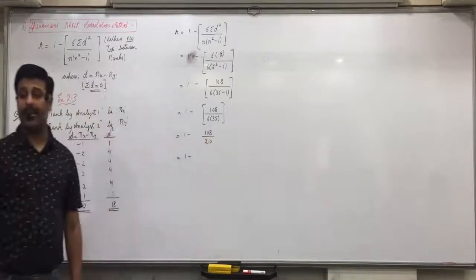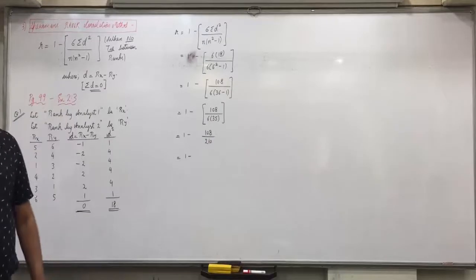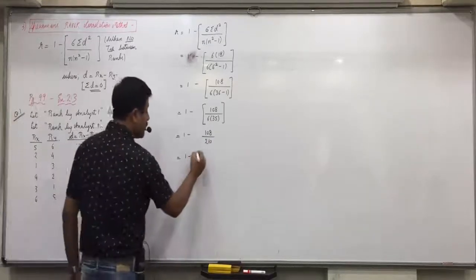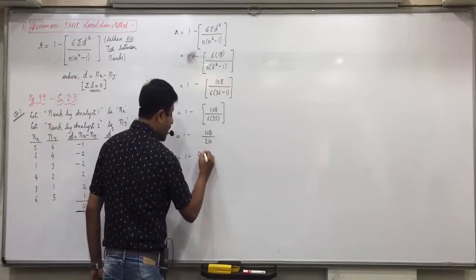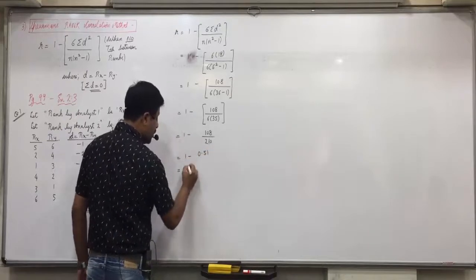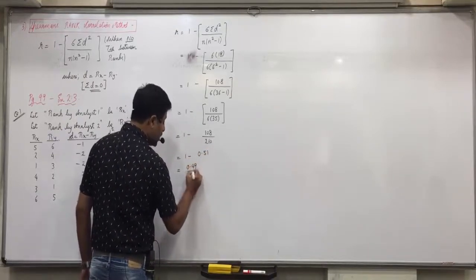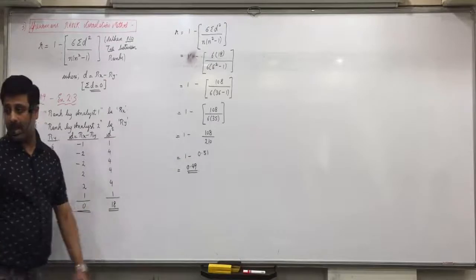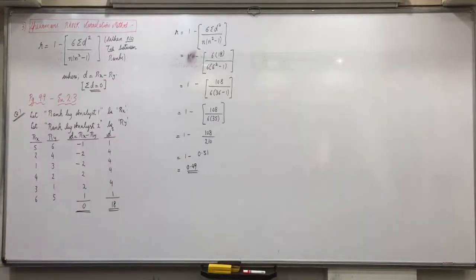Now first do 108 upon 210 and round it off to 2 decimals. 0.51. 1 minus 0.51 is 0.49. Okay. Low degree of positive correlation. Did you understand this? Very simple compared to Karl Pearson's. Any doubts with this?